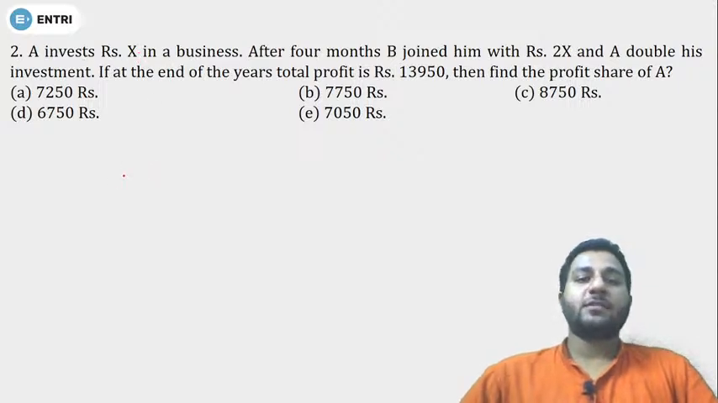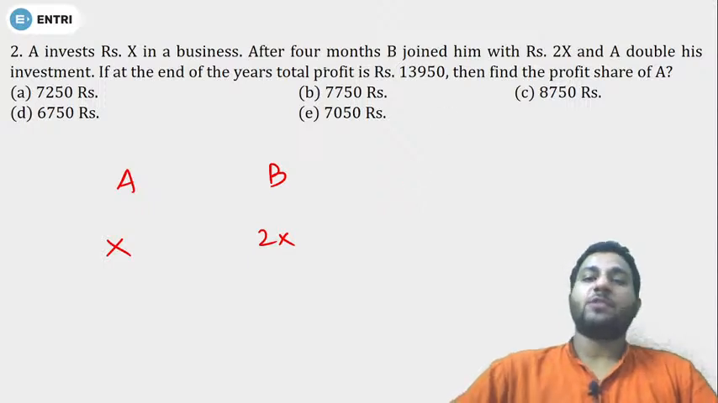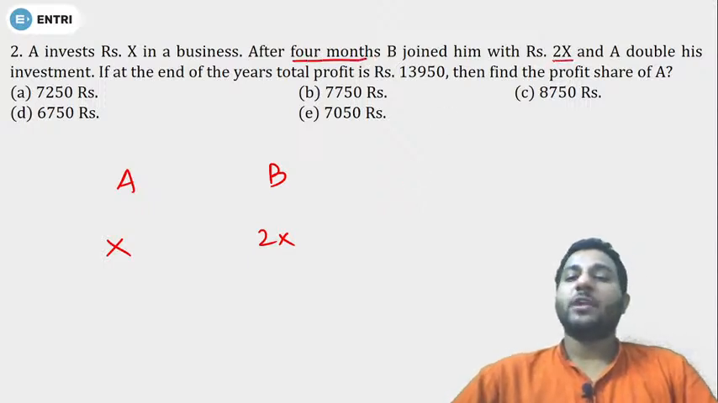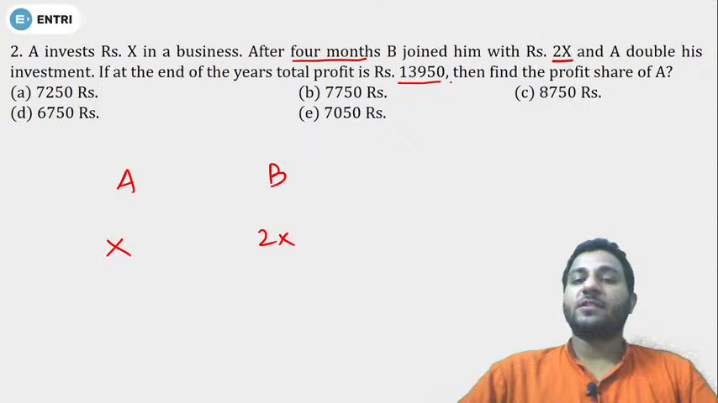A invests rupees X in business. After 4 months, B joined him with 2X and A doubled his investment. If at the end of the year the total profit is 13,950, then find the share of A's profit.